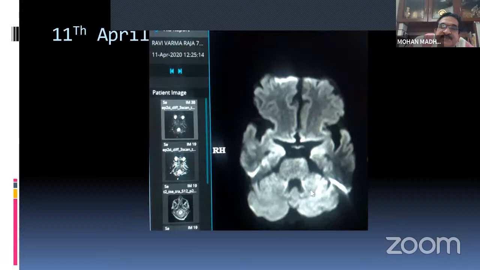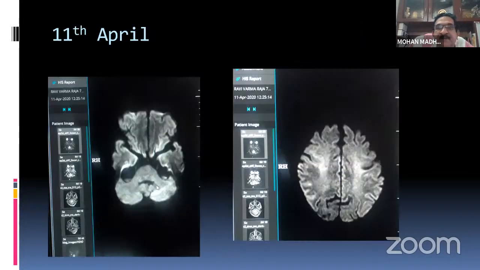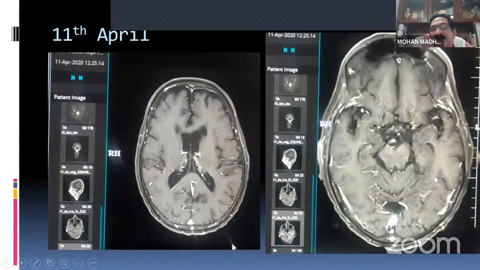This is the prior sequence, the diffusion sequence, of the upper part of the temporal region. Here we are not very certain about it. And with contrast, there is no contrast enhancement in the temporal region. There is some suspicious contrast enhancement of the meninges in the right parietal region.